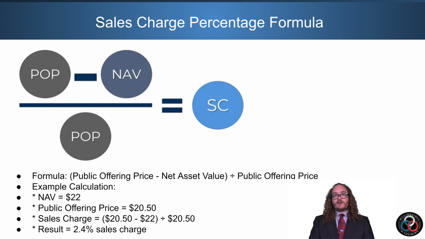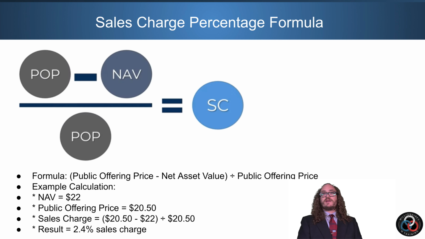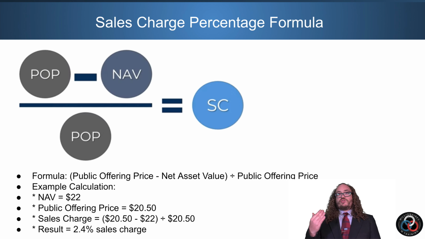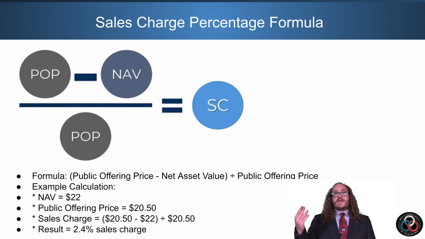It'll come out on your calculator to be 0.02439, so it ends up being 2.439%, or 2.4% rounded.